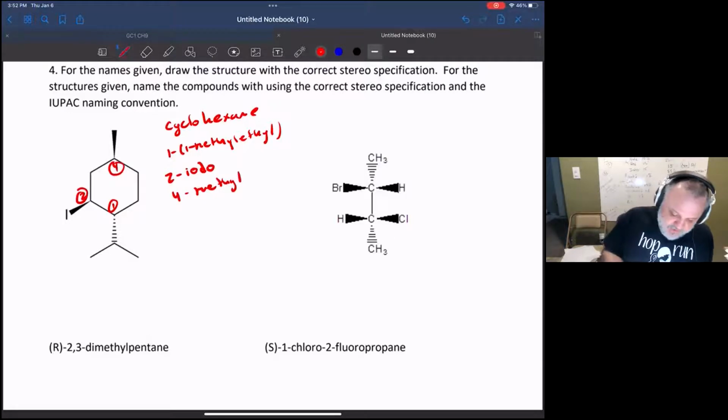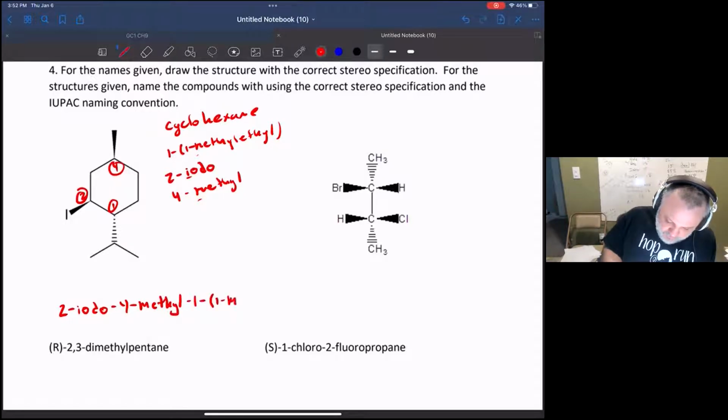So we could even write the name. We could start it out and say we've got, what comes first? I or M? I had to think about it for a second. I comes first. So we've got 2-iodo, 4-methyl, 1-(1-methyl ethyl), cyclohexane.